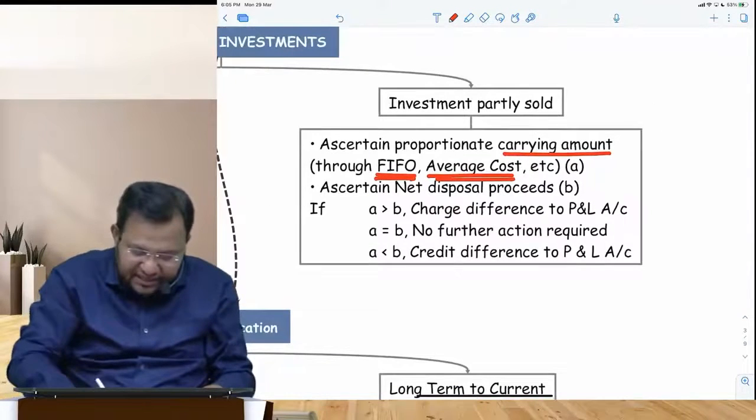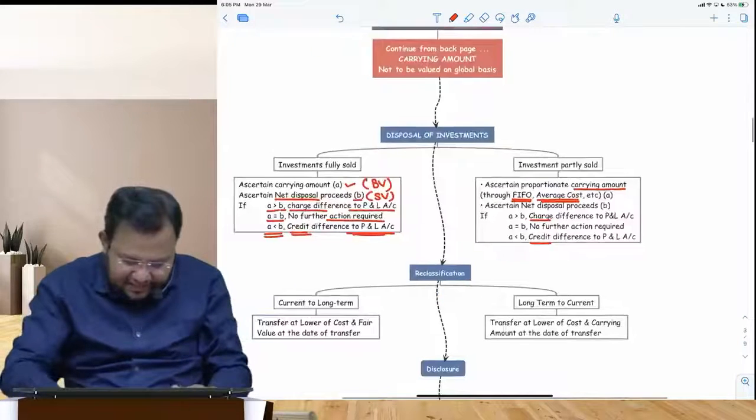So if there is a profit, credit P&L. If there is a loss, charge P&L.